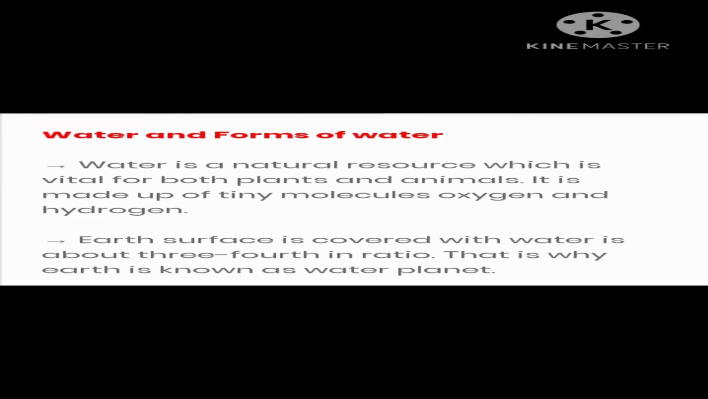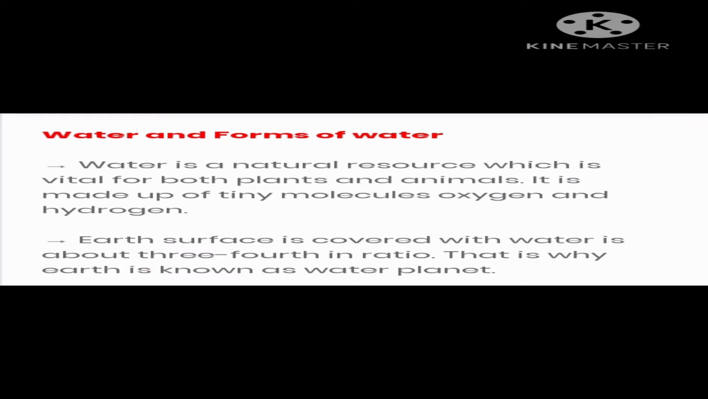Good morning, dear students. Today we are about to start a new chapter, that is chapter number 14, water. Now, as you all know, water is a very essential component of our life. Without water we cannot survive, and it's essential to live. We need to consume water to live.